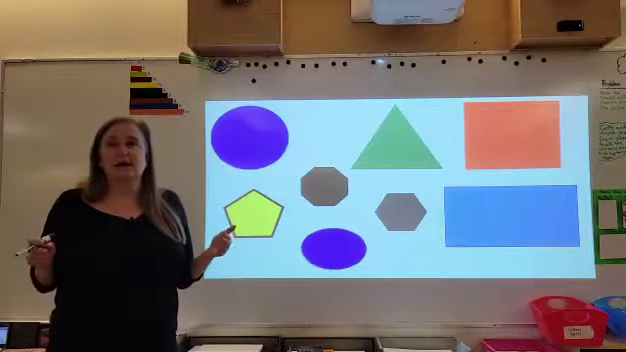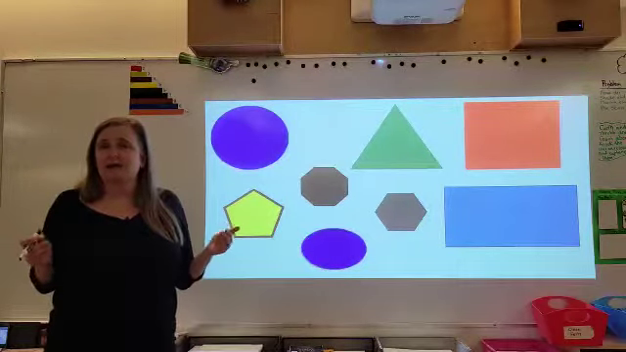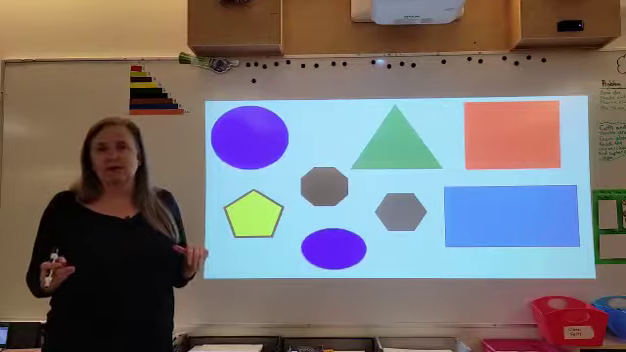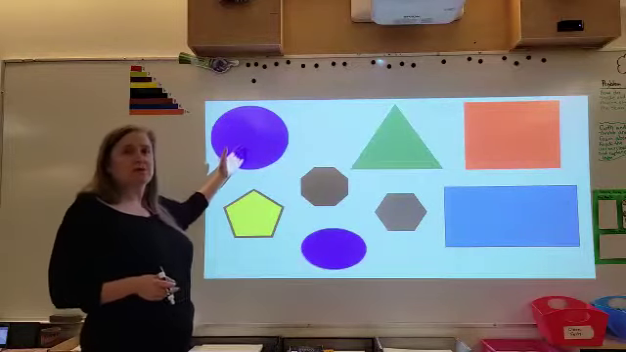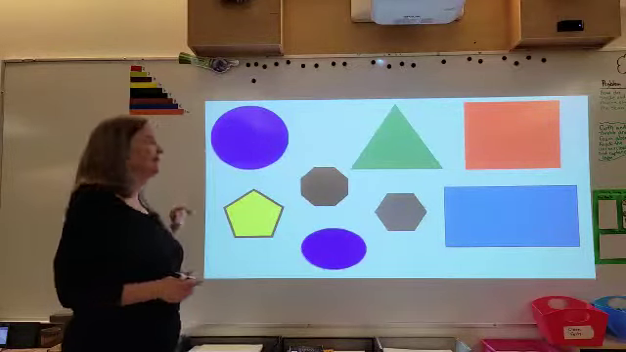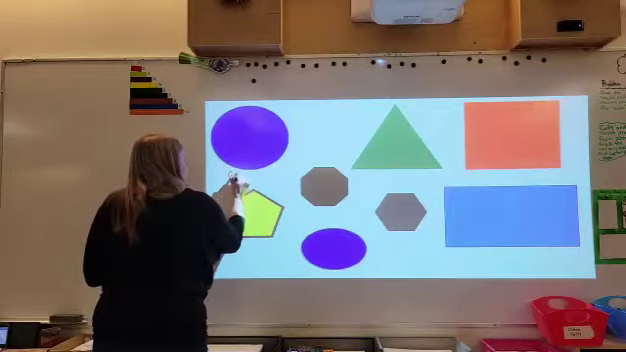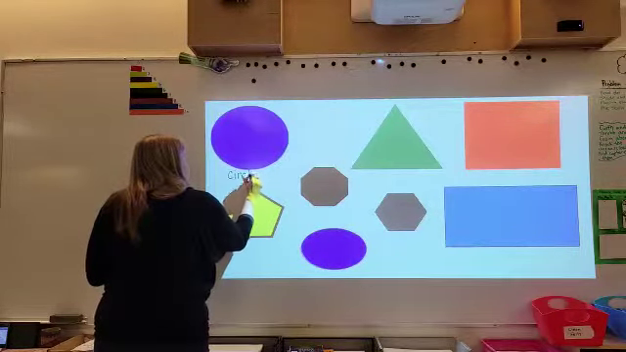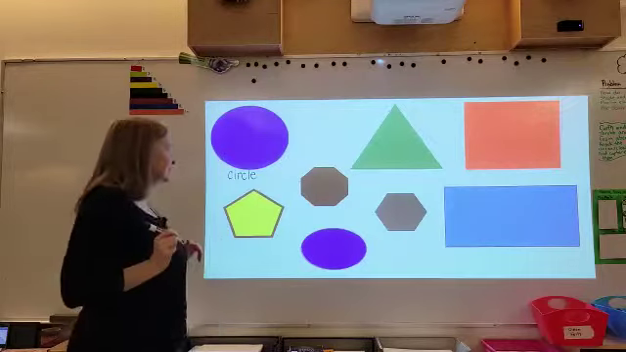And if you were here, I would be asking you to help me out. But you're not here, so I'm going to get Mr. Marta to be my students. Does anybody know what shape this is? It looks like a circle. It is a circle, so I'm going to write circle right there.